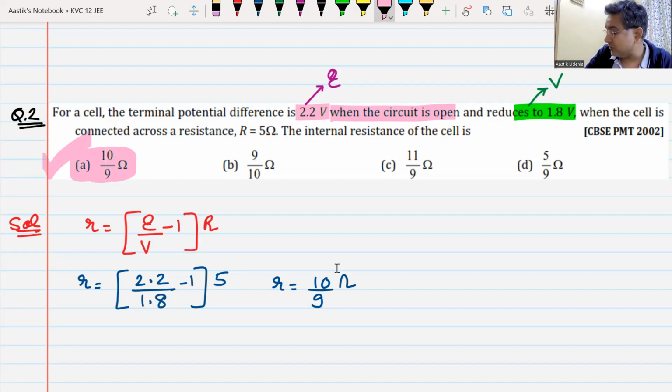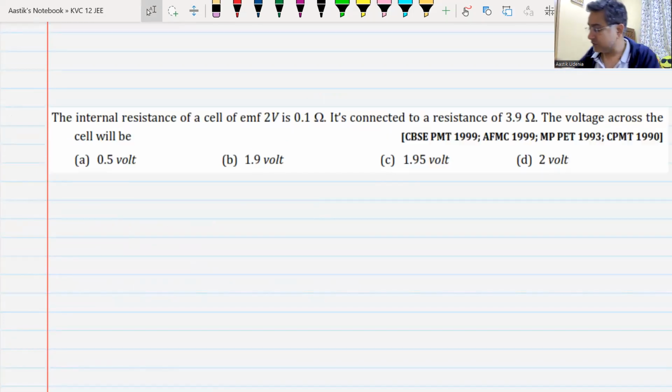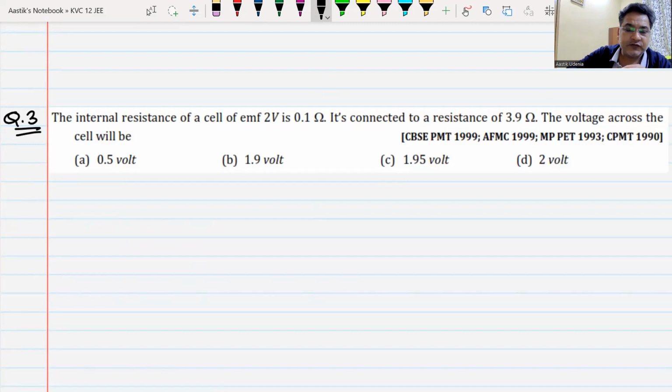Good. Well done. One more. Do it fast. I'm expecting questions of this nature because it is not only used here, but it is also used in one of the most difficult things that no one understands, potentiometer. We'll be doing the same thing in a potentiometer. This one comes, the next one. Question number 3. Solve it fast. The internal resistance of a cell of EMF 2 volt is 0.1 ohms. It is connected to a resistance of 3.9 ohms. What is the voltage across the cell? I'll give you 1 minute to give me the answer.